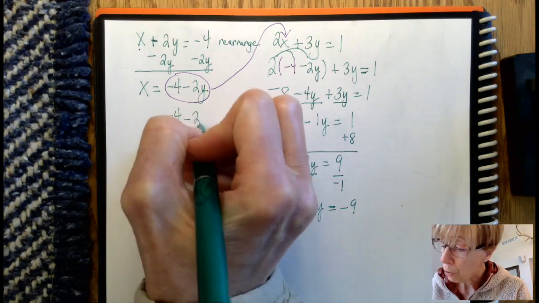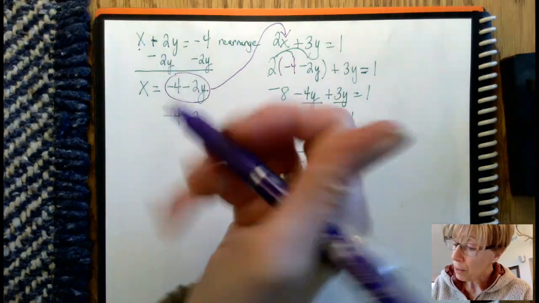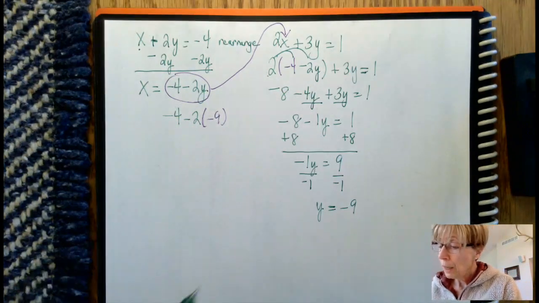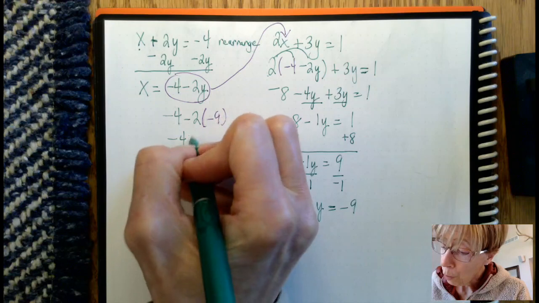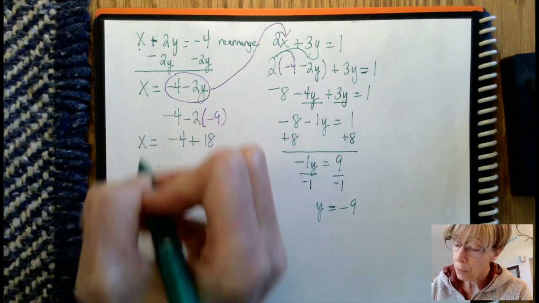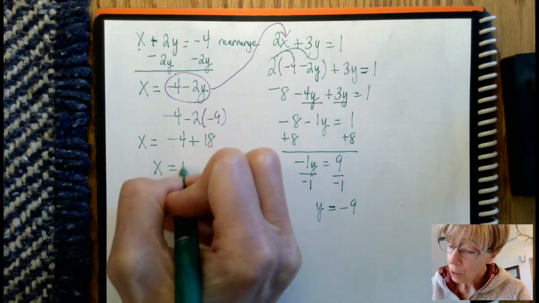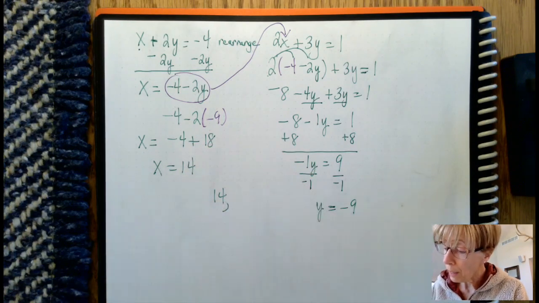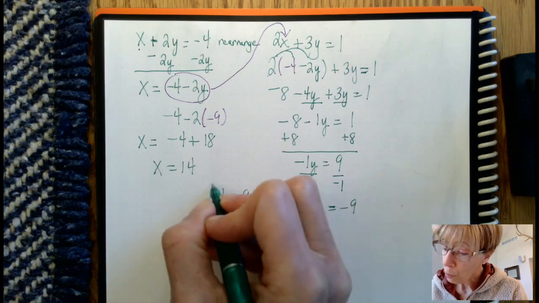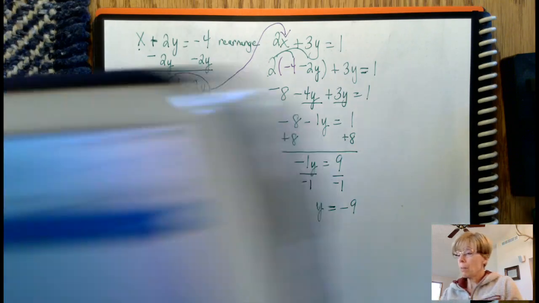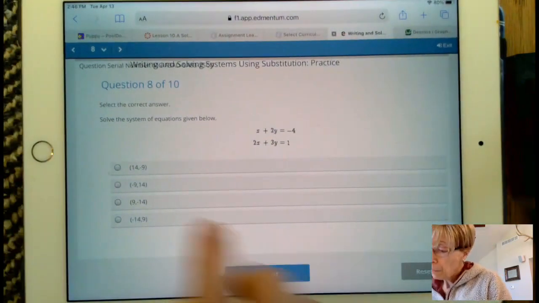-4 minus 2 times -9. And we get -4 plus 18. You could type that into Desmos, by the way. And we get x equals 14. And remember, we write these as ordered pairs. So x goes first, y goes second. And just like I said on Edmentum, first answer.